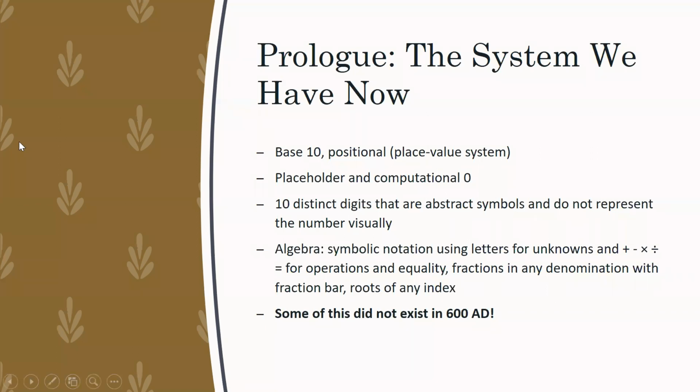We have algebra. We have a symbolic notation with which we do algebra. We have these symbols that we use. We have letters for unknowns. We have fractions in any denomination. We have roots of any index. We have cube roots, square roots, fourth roots, fifth roots, things like that. Some of that did not exist in 600 AD, especially the symbolic notation.